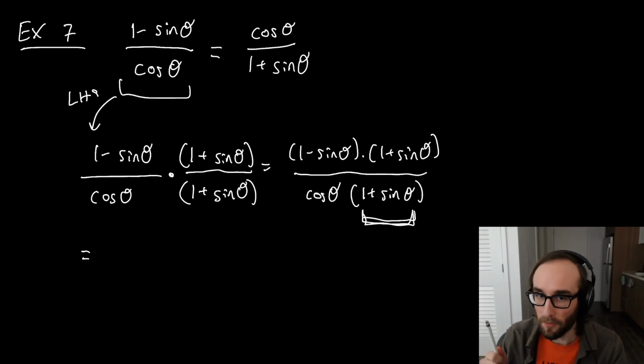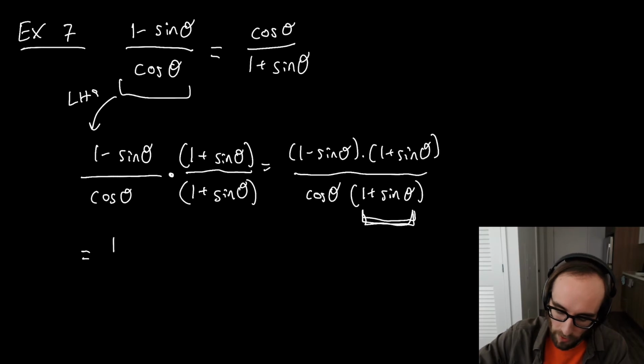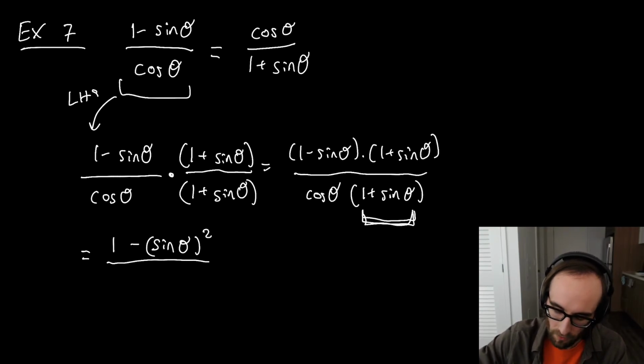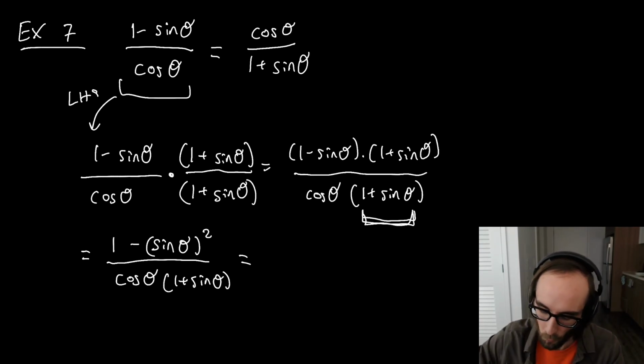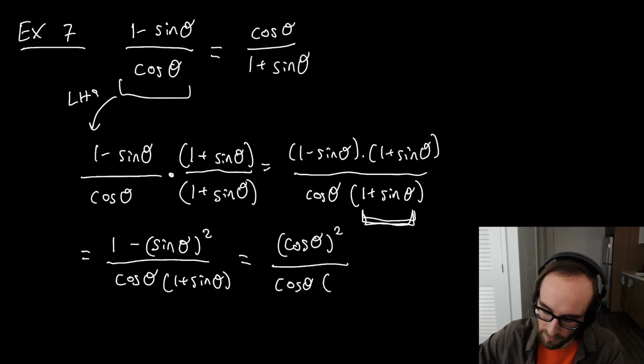So let's distribute the top. We end up with 1 minus sine of theta squared, or sine squared theta, all over cosine theta times 1 plus sine theta. And now you might recognize at the top we have a Pythagorean identity. 1 minus sine squared theta is equal to cosine squared theta. Cosine of theta squared. And then what this allows us to do is cancel out one of the cosines. So we end up with cosine of theta over 1 plus sine of theta.